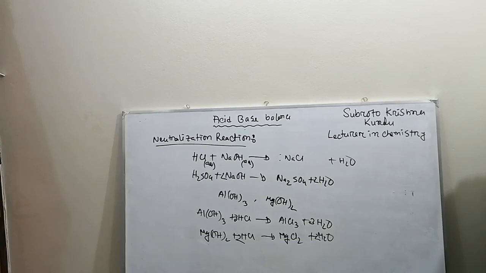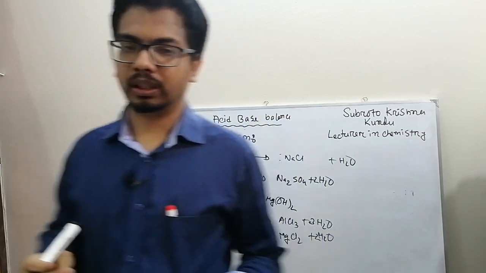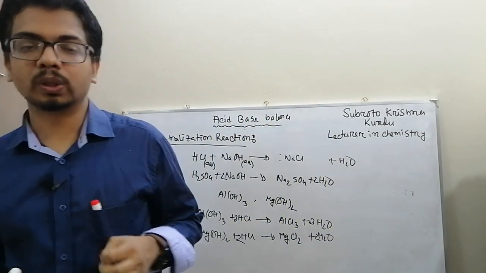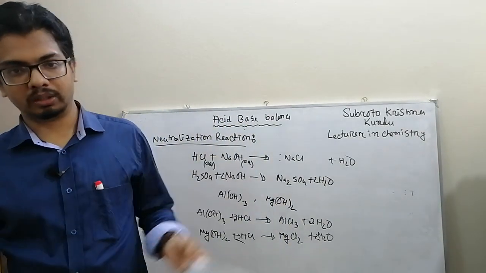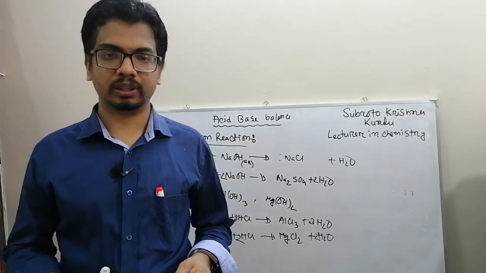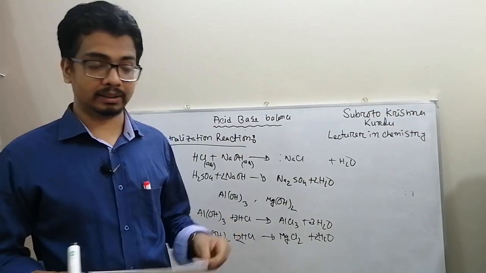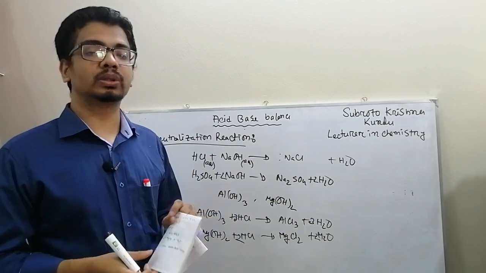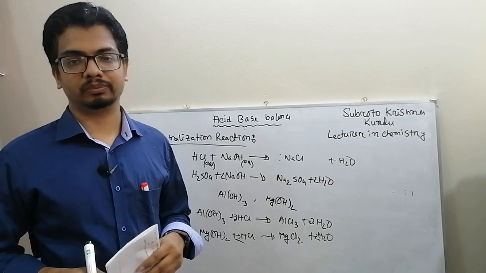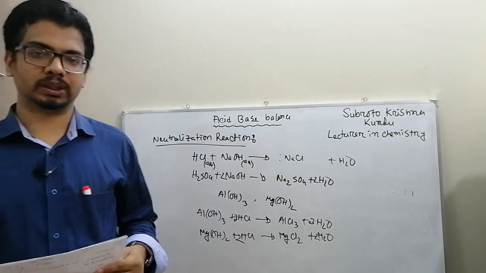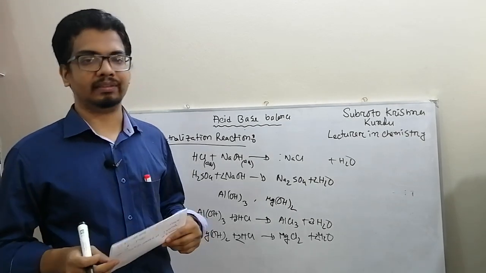Then we discuss the neutralization reaction in agriculture. In agriculture, if the soil is acidic or basic, we use some fertilizer which is different from that soil. If the soil is basic, we use some acidic fertilizer. If the soil is acidic, then we use some calcium carbonate or calcium oxide type fertilizer. So neutralization reactions are very useful in our daily life.